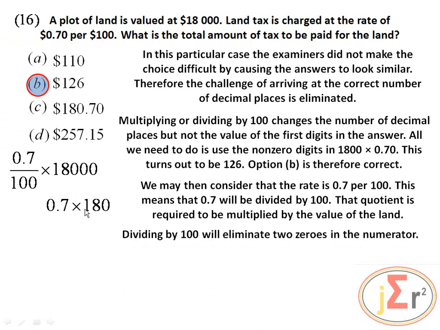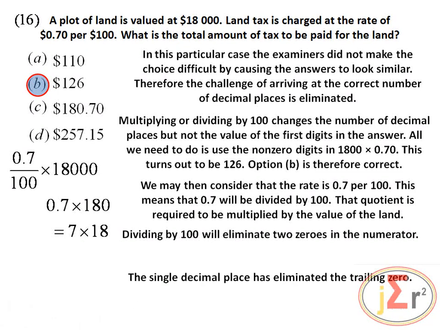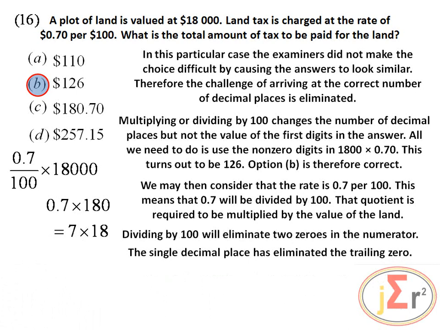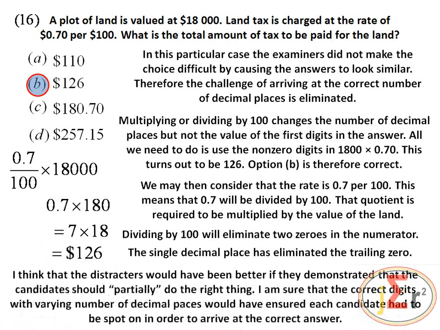We have 180 there to be multiplied by 0.7. And it is equivalent to 7 multiplied by 18. The single decimal place has eliminated the trailing 0. So 0.7 will eliminate, as a matter of fact, the single decimal place here will eliminate the 0, and we'll have 7 multiplied by 18. 126, and that is option B.